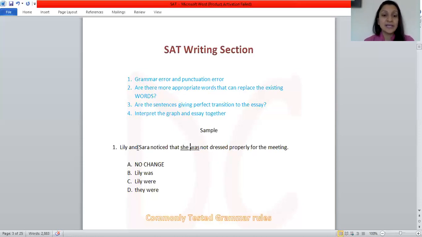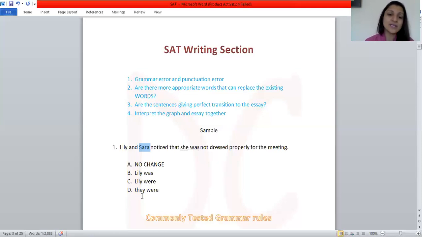Here: Lily and Sarah noticed that she was not dressed properly for the meeting. The moment you read it, you ask yourself, okay, somebody was not dressed. Now, who's that somebody? This person or this person? We don't know. So what do we do? We look at the options. Lily was, Lily were, they were. Confusion. Now, we know that 'she was' is incorrect. We know that Lily is singular, so we should not use 'were'. It has to be singular.